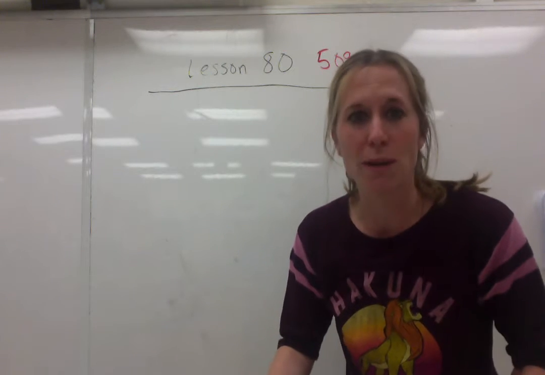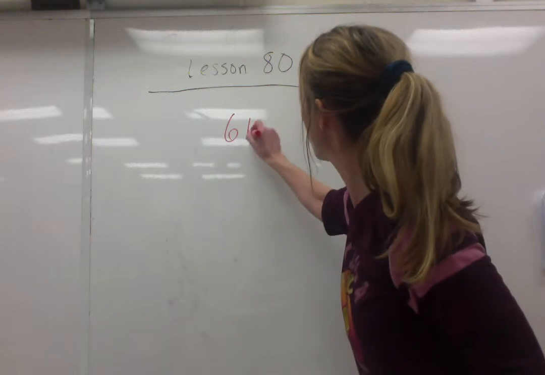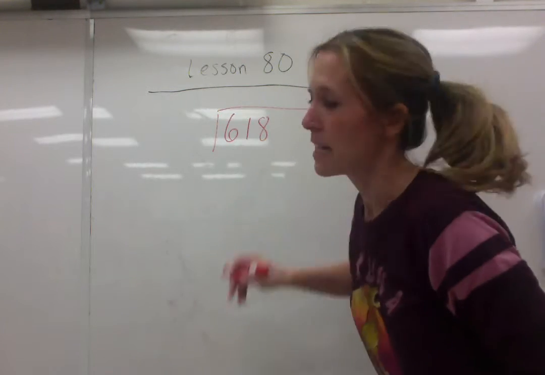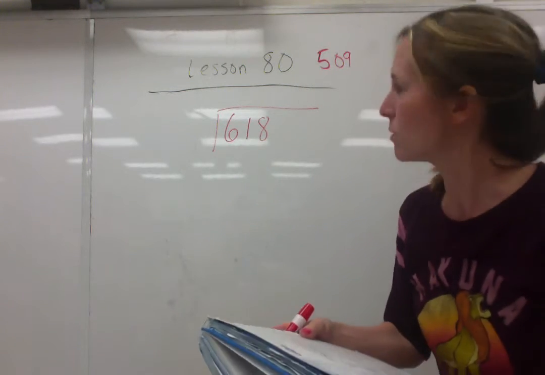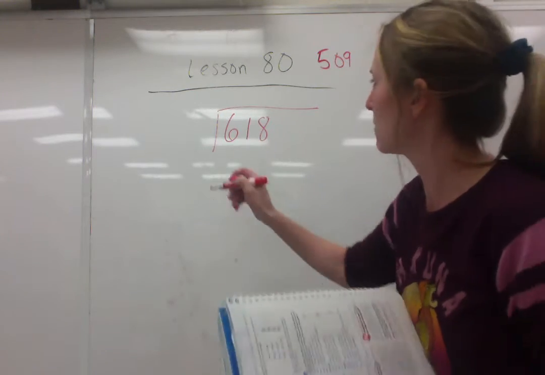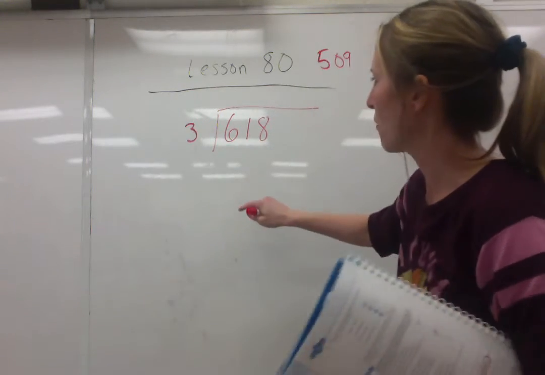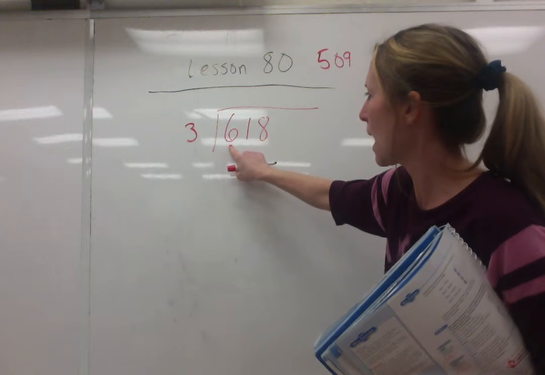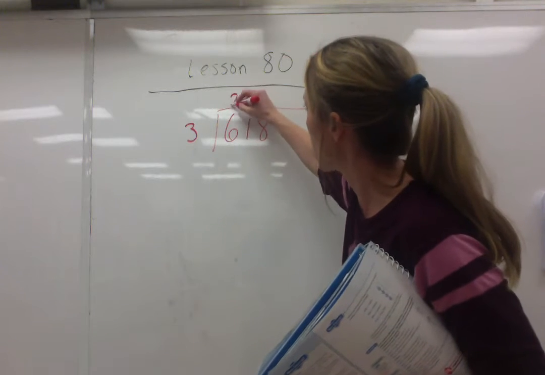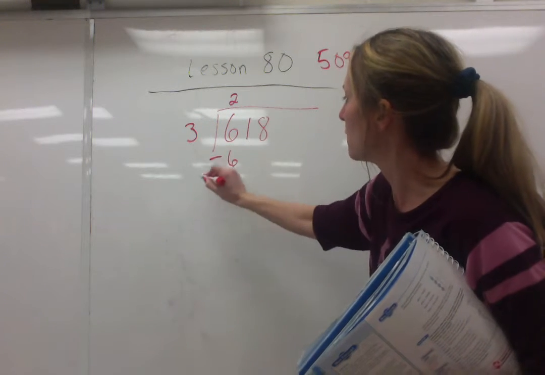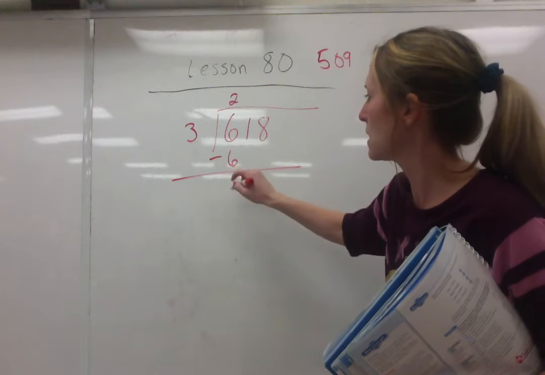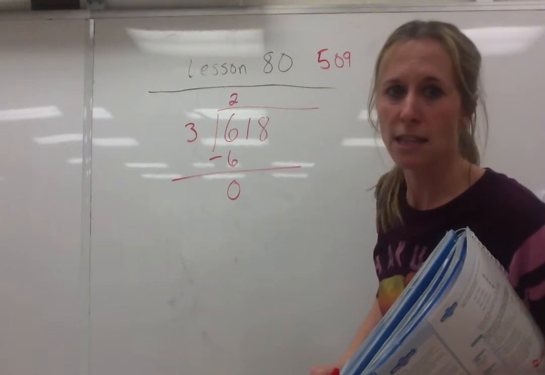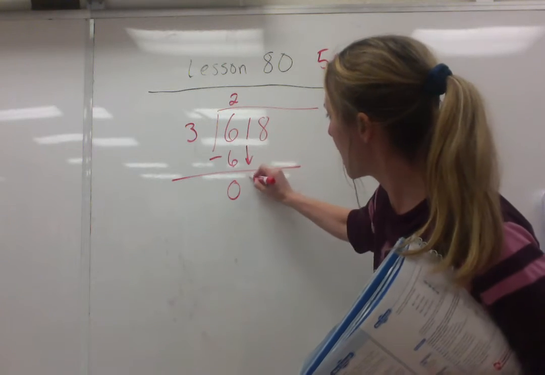So let's say we have 618 divided by 3. My first step, how many times can 3 hop inside 6? You're right, 2 times. Divide, multiply, subtract. What's next? Bring it down.